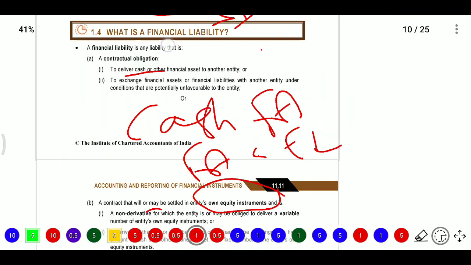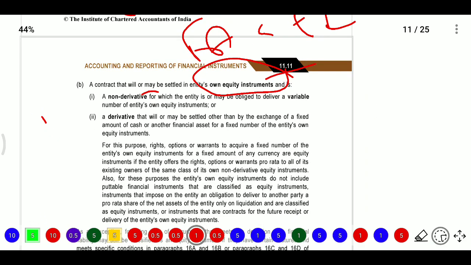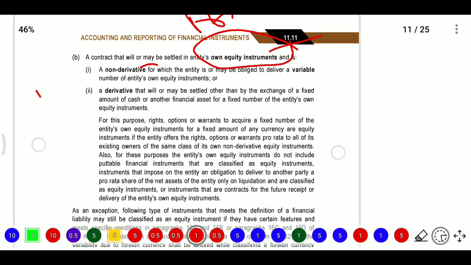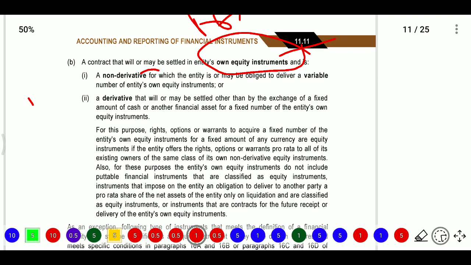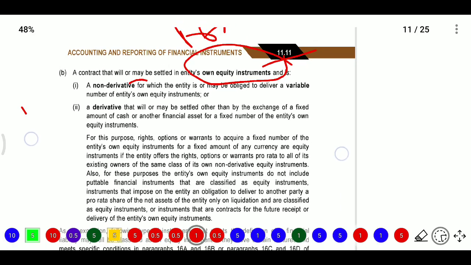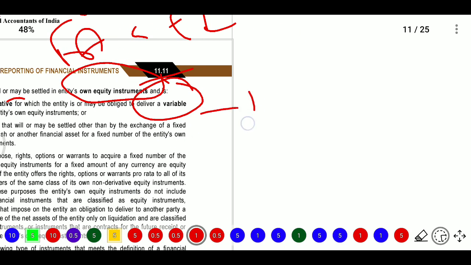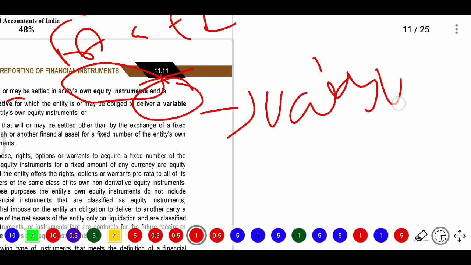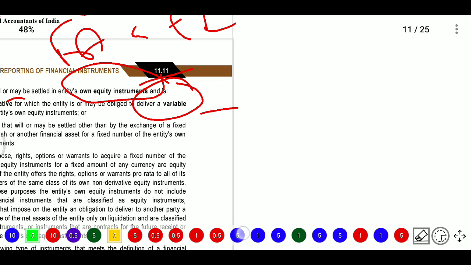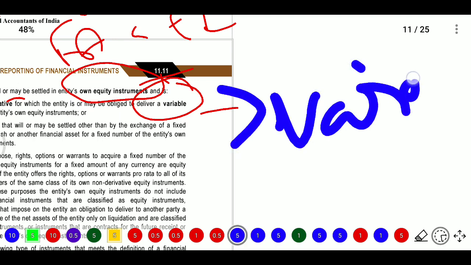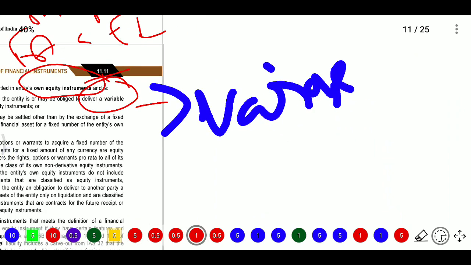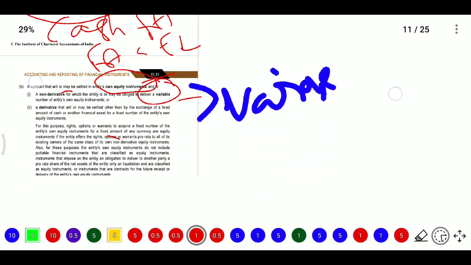So it may pay in cash form, or it may settle in its own equity instruments by issuing its own equity. Here, the non-derivatives for which an entity may be obligated to deliver a variable number of equity instruments. This is very important, because why variable? If you go for fixed, it will become equity. If you go for variable, it will become a contractual liability. So when variable, it will become the financial liability.